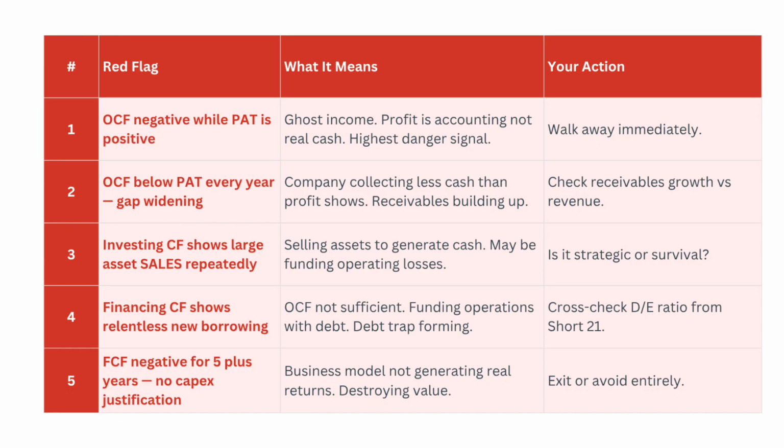The first red flag: OCF negative while PAT is positive. What does it mean? Ghost income. Profit is accounting, not real cash. Highest danger signal. What is your action?